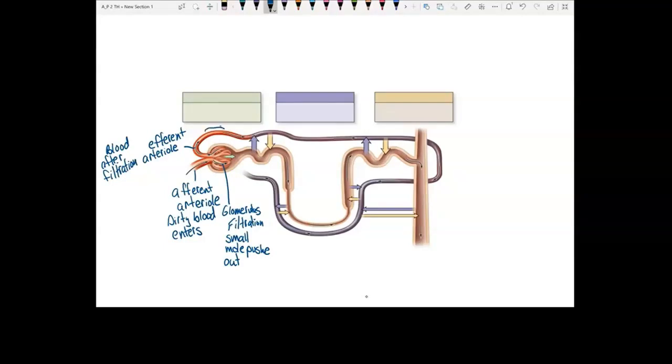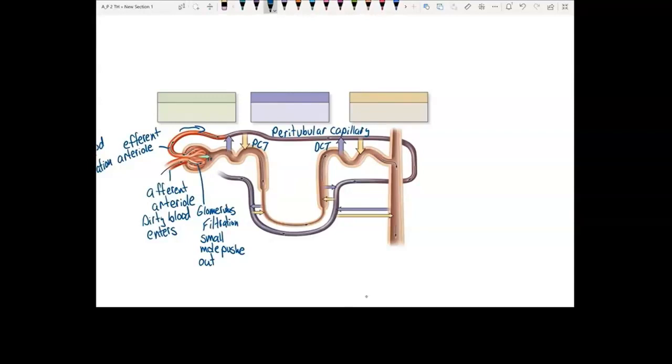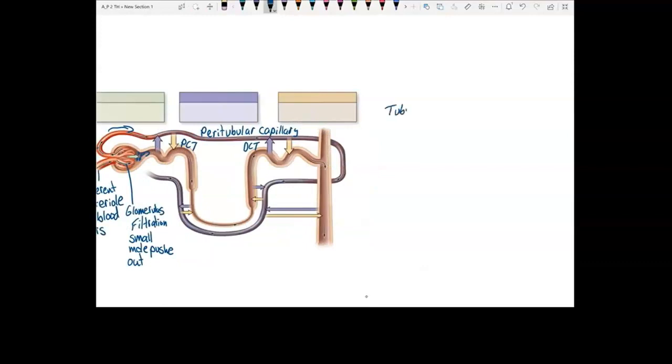Okay, then that blood continues on to this blood vessel, which is called the peritubular capillary. So when we're doing reabsorption and secretion with the proximal convoluted tubule and the distal convoluted tubule, we are doing that with the peritubular capillary. So you would have your filtrate right here. That filtrate would flow into the proximal convoluted tubule, and then we would call it tubular fluid. So the tubular fluid in the proximal convoluted tubule and distal convoluted tubule exchanges with the blood in the peritubular capillary.